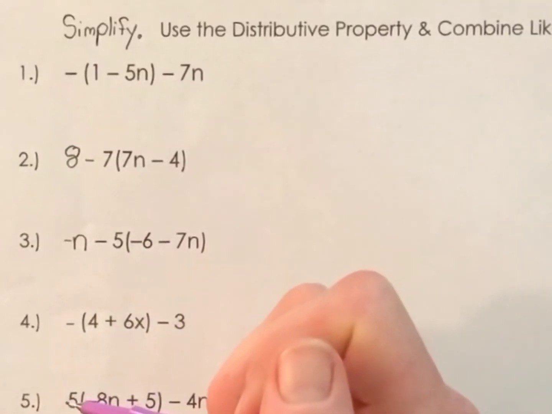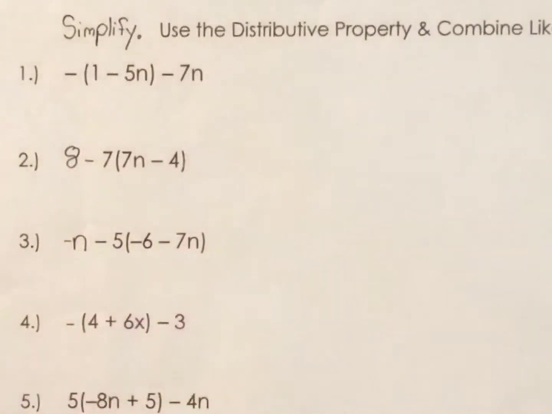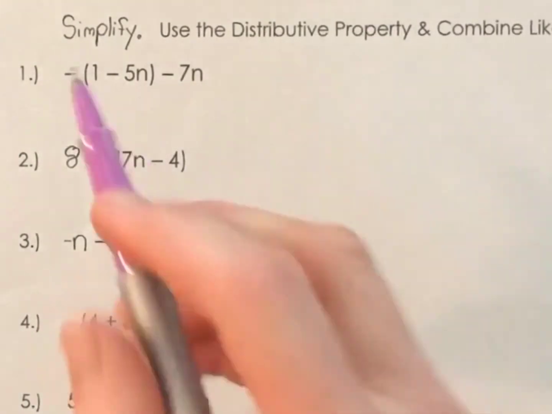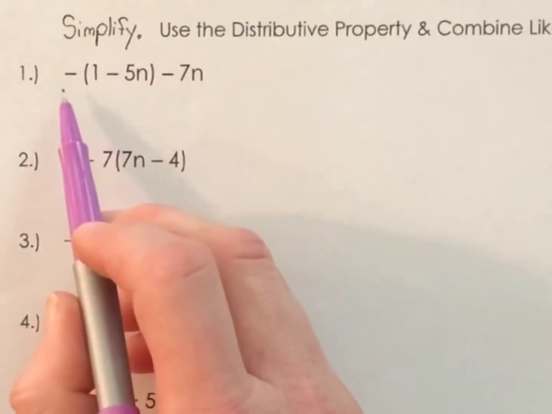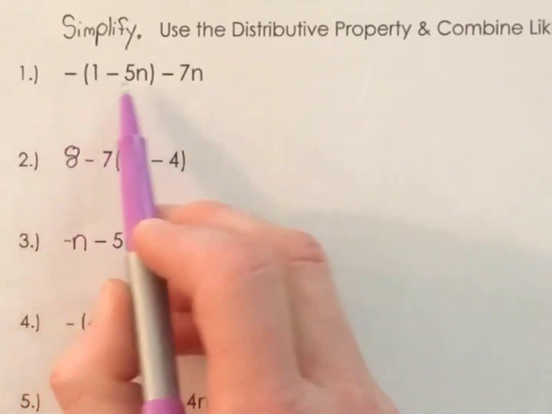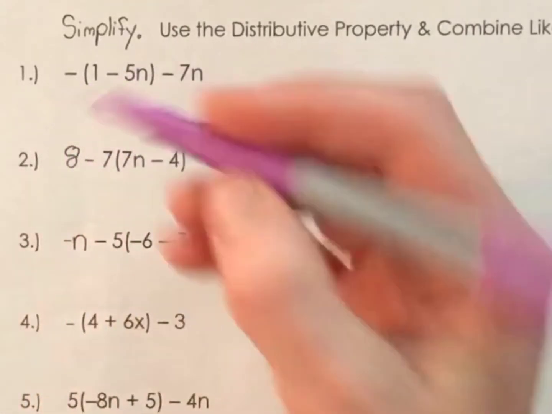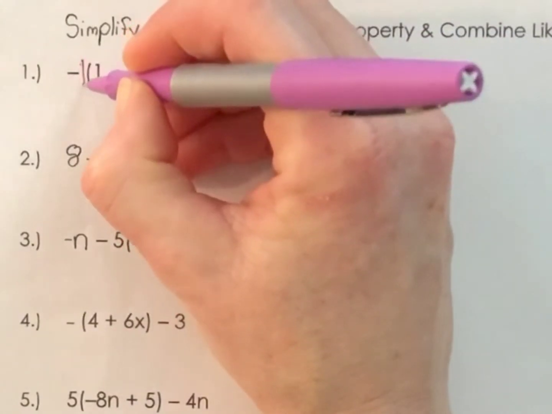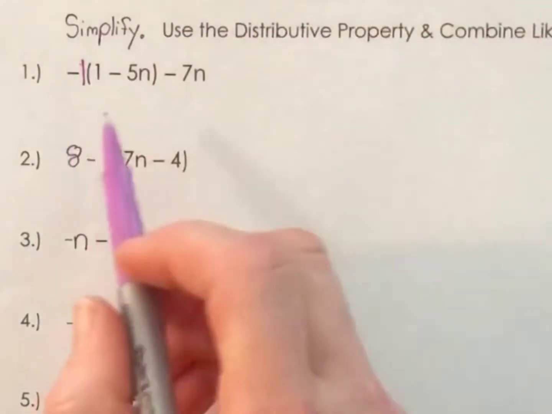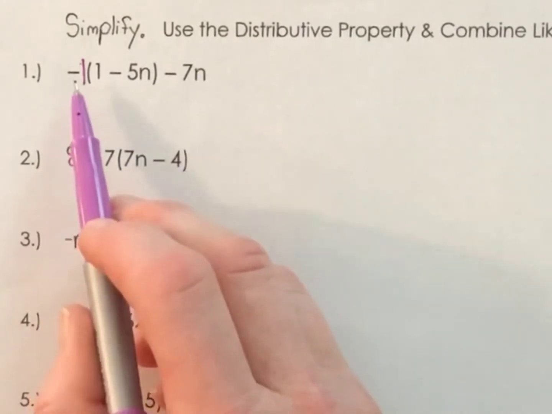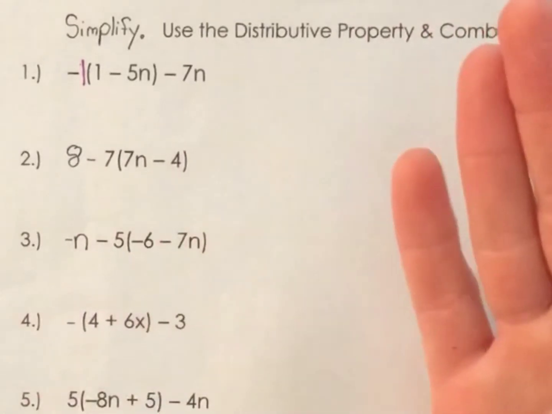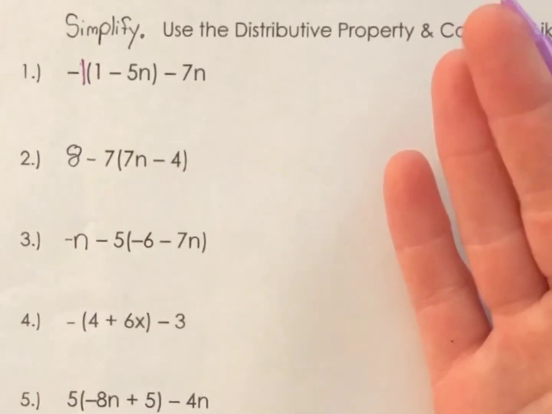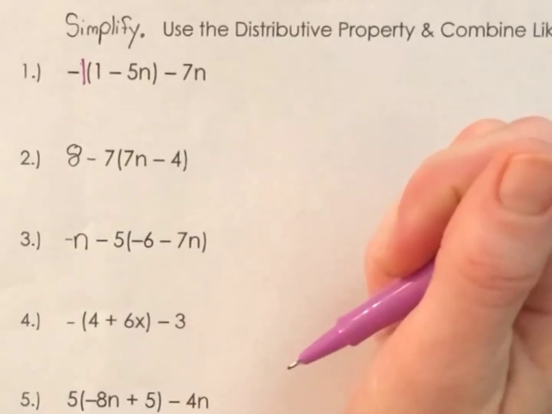In algebra, remember, whenever there is a missing number, it's always understood to be 1. When you look at this first problem, you've got minus, and then you've got parentheses. Well, minus what? Before you can distribute, it might be easier to think of this as a negative 1, because having the minus is basically the same as multiplying negative 1 times everything inside. So once again, we're using that rule in algebra that anytime there's no number, it's an understood 1.